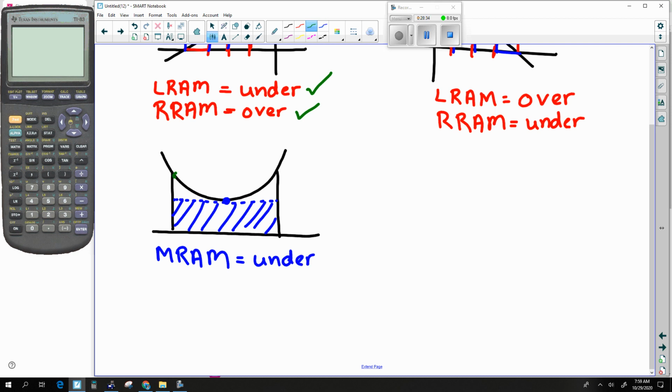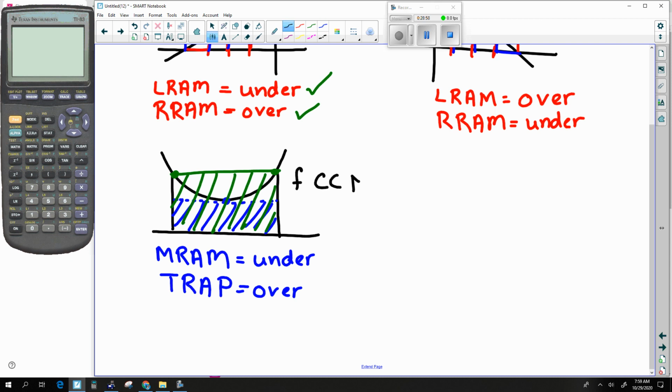And then if you take a trapezoid approximation, where you take the heights from the sides and you attach them, you see, oh, that area is too much. That's more than the area underneath that curve. So a trapezoid is an over. And again, this is when F is concave up. When something is concave down, okay, what is the area between here and here?